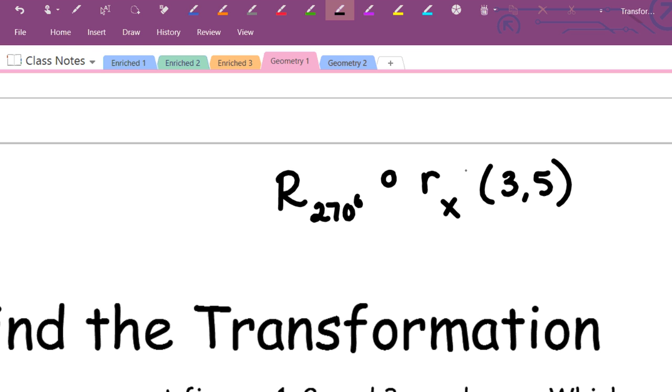Great, we're going to start with our reflection of the point over the x-axis, and then what would you go through and do? Rotate 270. Remember, this gets done first. That's our first if there is a composition of transformation. But that can be tough to remember.